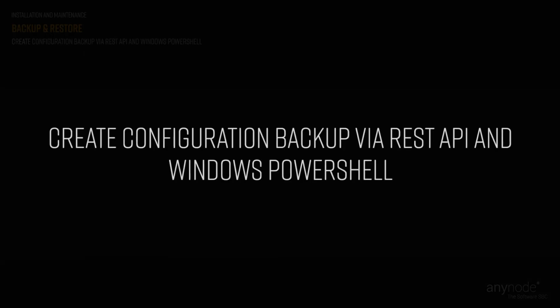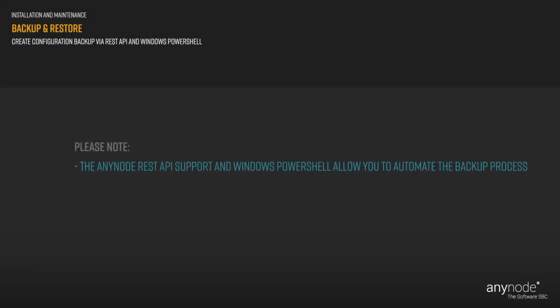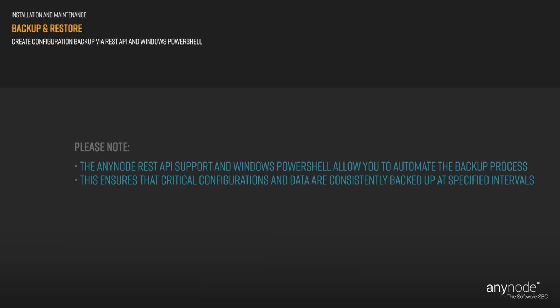Create configuration backup via REST API and Windows PowerShell. The anynode REST API support and Windows PowerShell allow you to automate the backup process, enabling you to schedule regular backups without manual intervention. This ensures that critical configurations and data are consistently backed up at specified intervals. We would like to point out that the following commands only work for Windows PowerShell users.